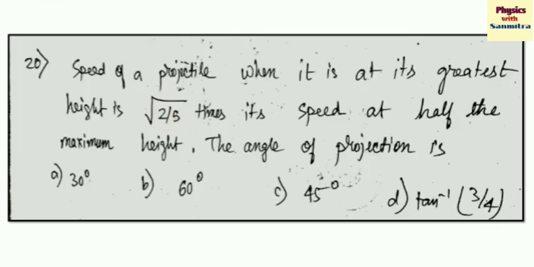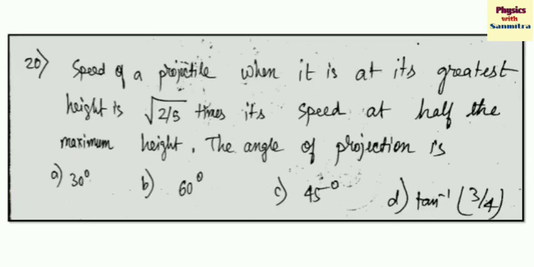Now the last question, that is, speed of a projectile when it is at the greatest height is root 2 by 5 times its speed at half the maximum height. The angle of projection is 30 degree, 60 degree, 45 degree, tan inverse of 3 by 4.